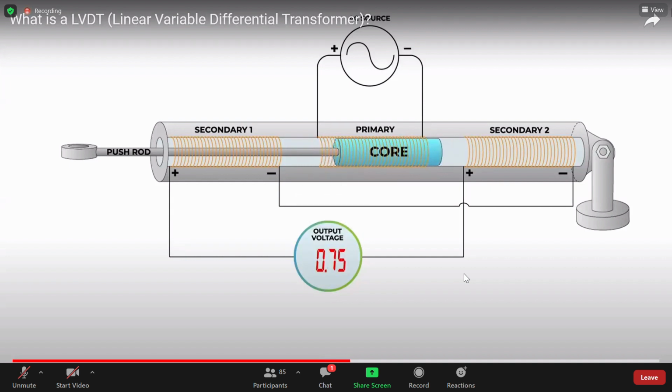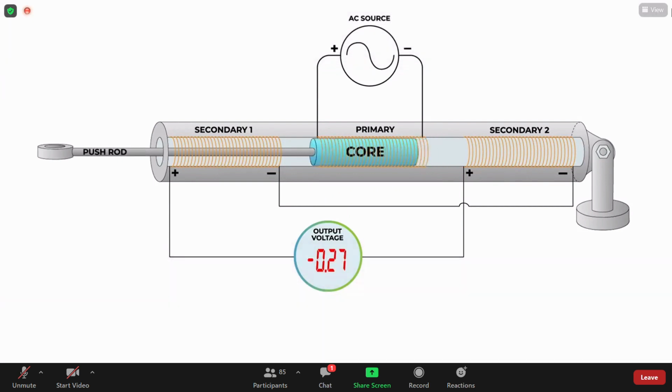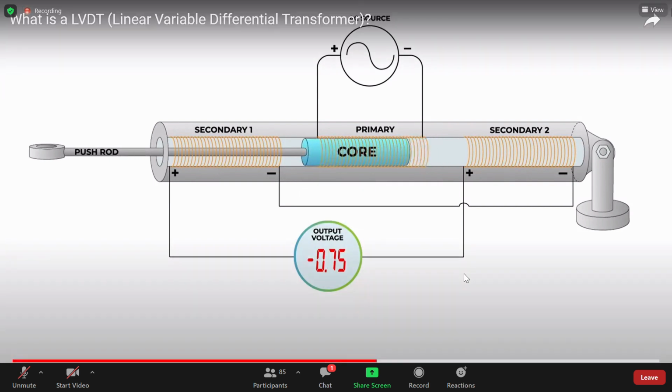So there is a convention: always the secondary two output will be positive and secondary one will be negative, or we can interchange them. In some LVDTs, secondary one will give positive voltage and secondary two will give negative voltage. In some other LVDTs, secondary two will give positive voltage and secondary one will give negative voltage. So here in this animated video, secondary two is producing a positive voltage as output and secondary one will be negative. See, if you move the core towards secondary one, you are getting negative voltage.